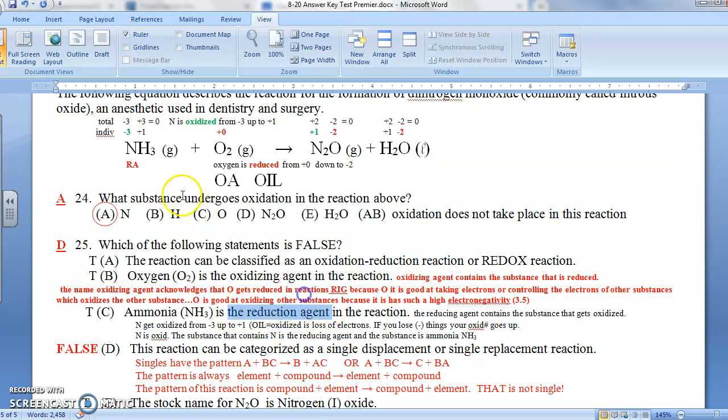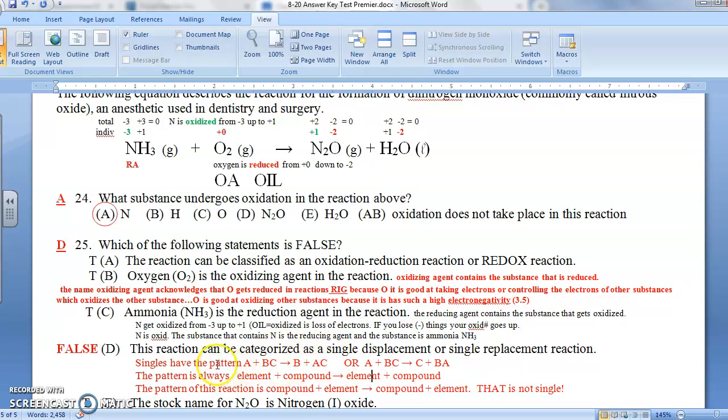Ammonia is the reducing agent. Well, we labeled it as such. Reducing agent is ammonia. Reducing agent contains the substance that is oxidized. Nitrogen's oxidized from -3 up to +1. Nitrogen gets oxidized. The substance that has the thing that is oxidized is called the reducing agent. True. Number 3, this reaction is single displacement or single replacement.